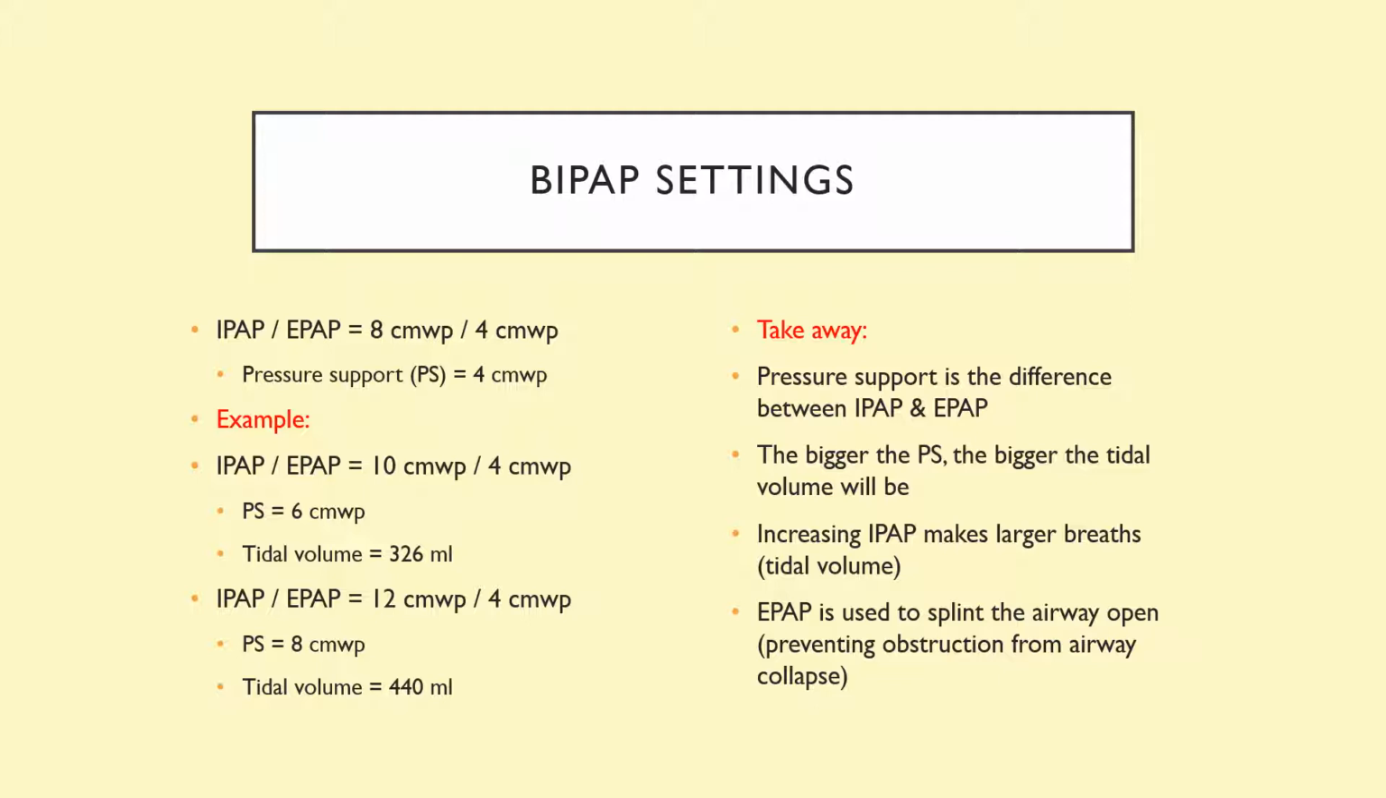So, the takeaway point from this example is pressure support is the difference between your IPAP and EPAP. The bigger the pressure support, the bigger the tidal volume will be. By increasing your IPAP, it makes larger breaths or larger tidal volumes. And EPAP is used to splint the airway open and prevent obstruction from airway collapse.